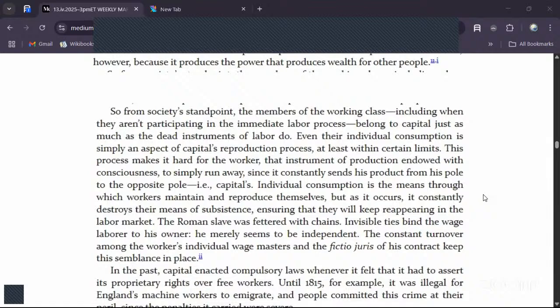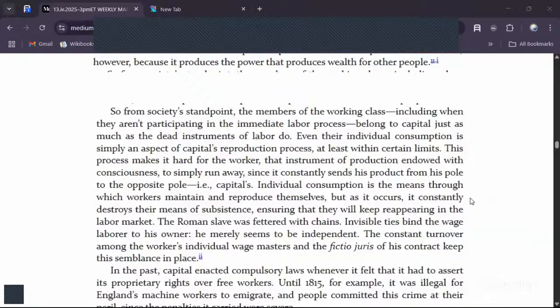This process makes it hard for the worker, that instrument of production endowed with consciousness, to simply run away, since it constantly sends his product from his pole to the opposite pole, i.e. capital's. Individual consumption is the means through which workers maintain and reproduce themselves, but as it occurs, it constantly destroys their means of subsistence, ensuring that they will keep reappearing in the labor market.